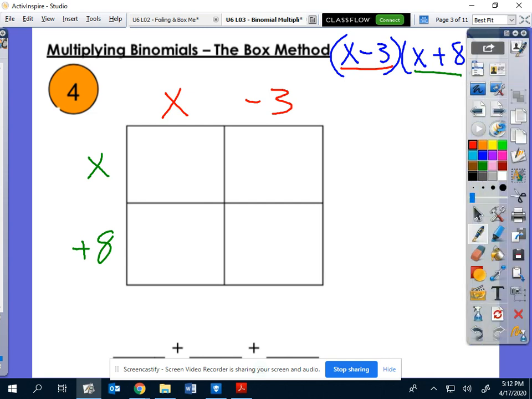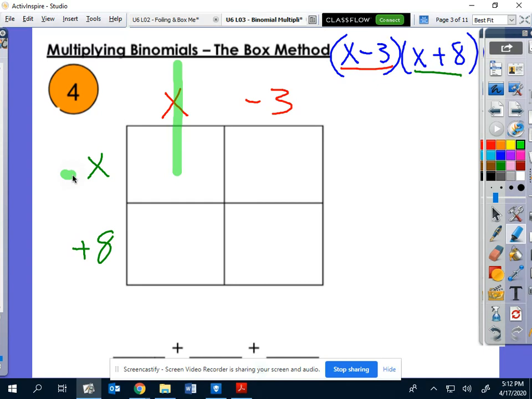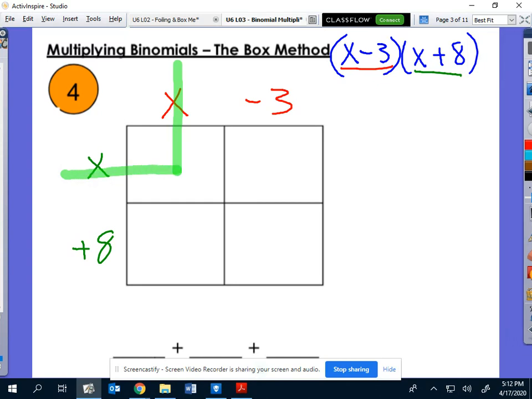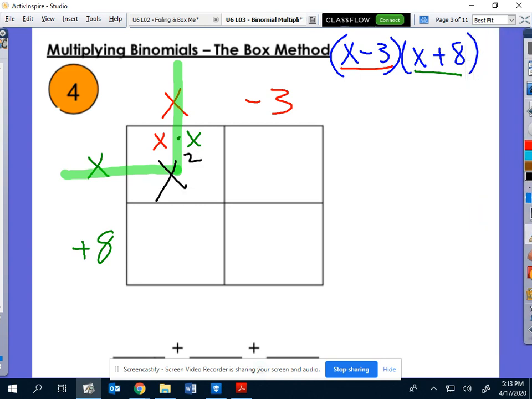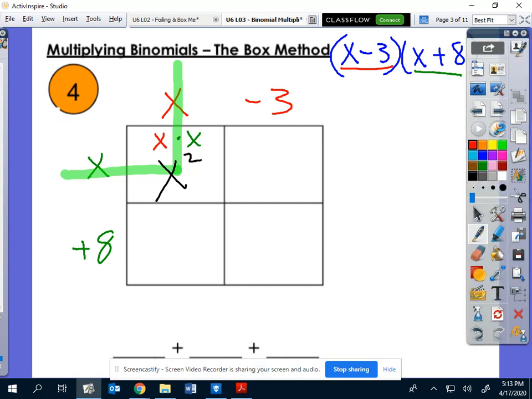And then what the box method does is it multiplies everything in the column times what's in the row. So you can see there that you do x, right? It's a red x times a green x, right? The red x times the green x actually gives us x squared. Now you don't have to bother writing that x times x every single time. I'm just writing it for this example.